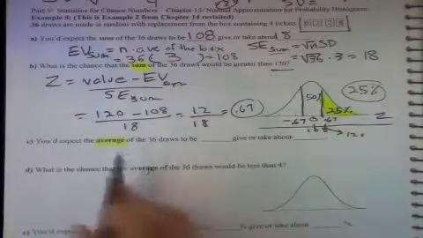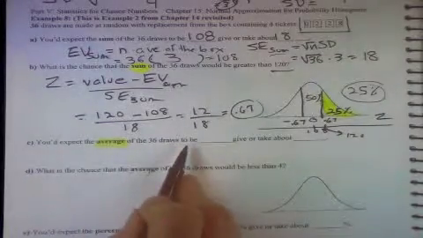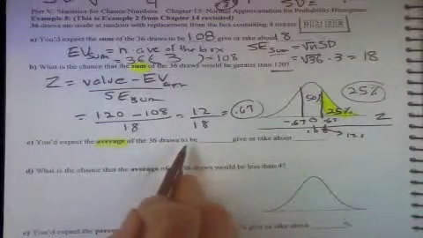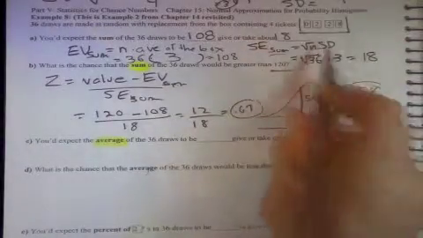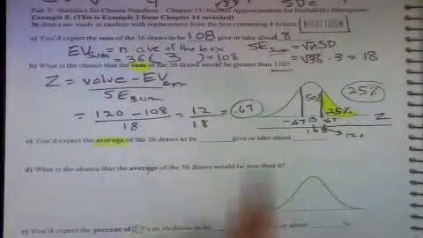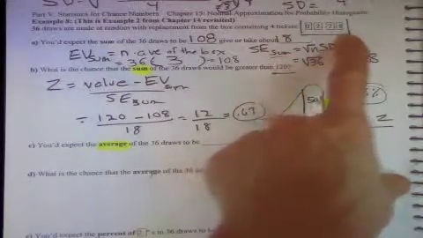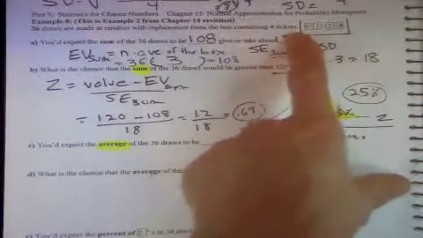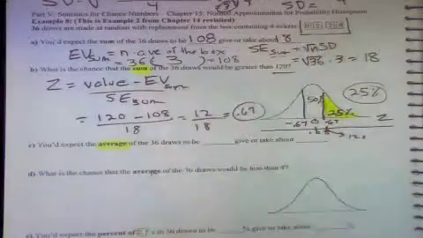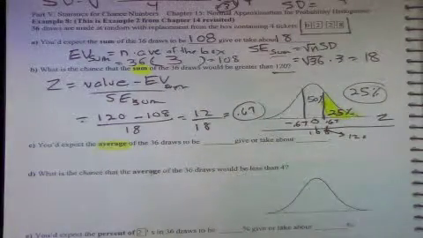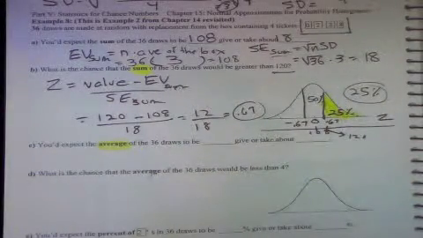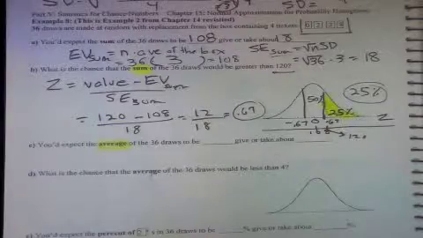All right, so you'd expect the average of the 36 draws to be what? Well, the average of the box is 3. So why would you expect it, no matter how many draws you take out of here? The highest the average could be would be 8. The lowest it would be 0. If you got all 0's, your average would be 0. If you got all 8's, your average would be 8. But on the average, you'd expect to get 3. So what would you expect, no matter how many draws?